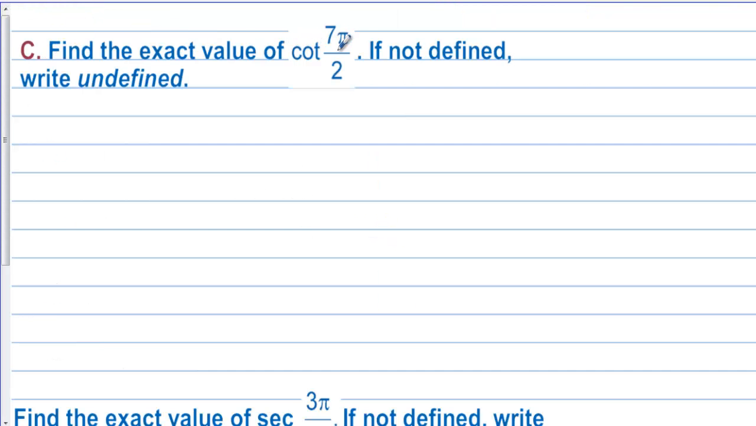Find the exact value of cotangent of 7 pi over 2. If not defined, write undefined. Cotangent of 7 pi over 2. So here's 1 half, 2 halves, 3 halves, 4 halves, 5 halves, 6 halves, 7 halves. So we're looking at the cotangent of really 3 pi over 2, which is the exact same thing. Let's look at one of the triangles that's getting close. So the adjacent is getting really close to 0, and this opposite side is working its way to being negative 1. So cotangent is adjacent over opposite, which is going to be 0 over negative 1, which is 0.